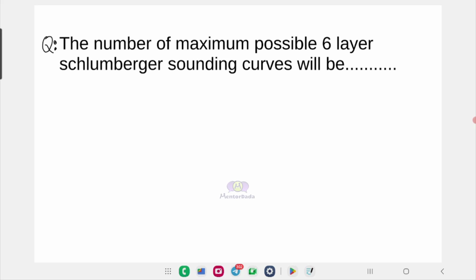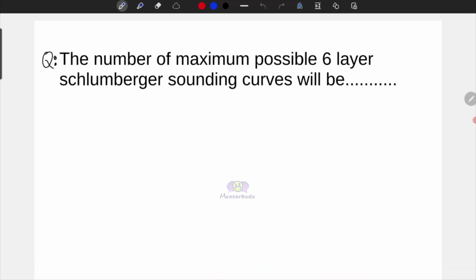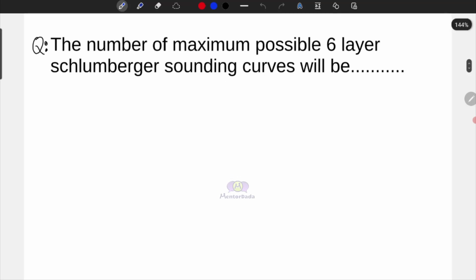My question 1 is: the number of maximum possible 6 layer Schlumberger sounding curves will be dash. Actually, these Schlumberger sounding curves are the same as vertical electrical sounding. So what is vertical electrical sounding? What is VES?